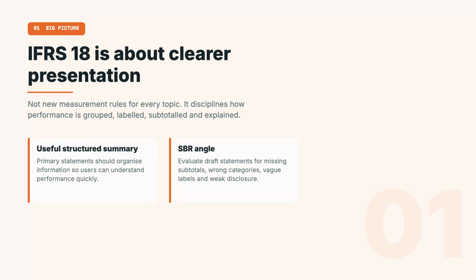Once the income, expense, asset, liability, equity, or cash flow is recognized, how should it be presented so users get a useful structured summary? That phrase matters. Useful structured summary. The examiner can test whether a draft statement is organized clearly, whether categories are correct, whether mandatory subtotals are missing, and whether vague labels hide useful information. So think of IFRS 18 as the standard that brings discipline to how financial performance is displayed.